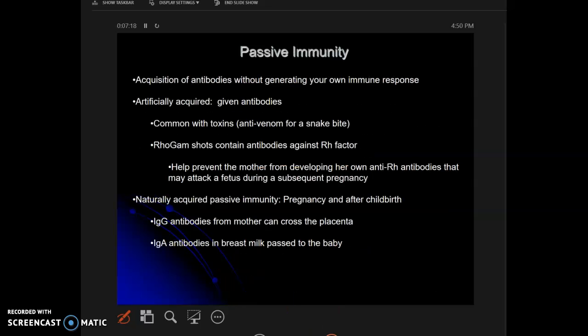All right. So here, for artificially acquired passive immunity, we talked about giving antibodies. Like some people are given anti-venom from a snake bite. There's no time to make memory cells. The person will die. Or RhoGAM shots are also given to an Rh negative mother. Please look at my previous presentation on blood typing. Naturally acquired passive immunity, you know, is pregnancy and childbirth.